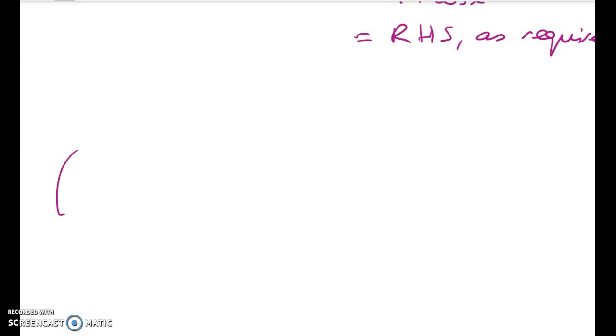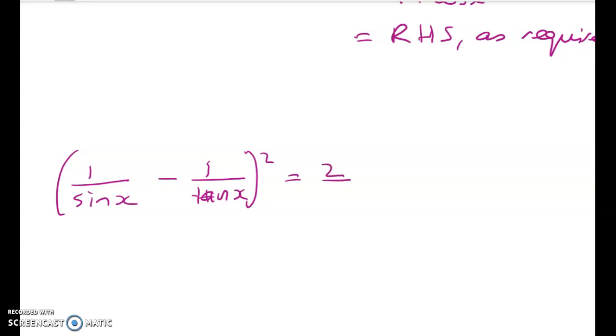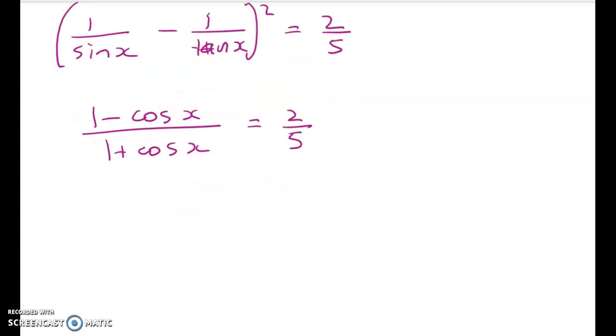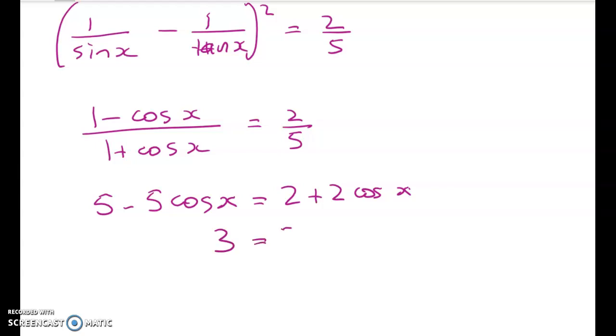So we've got 1 over sine x minus 1 over tan x, squared, is equal to 2/5. But we know that we can rewrite the left-hand side as 1 minus cos x over 1 plus cos x is equal to 2/5. Cross multiplying and then cleaning up, we get 5 minus 5 cos x is equal to 2 plus 2 cos x. Simplifying, I get 3 is equal to 7 cos x, giving me cos of x is equal to 3/7.